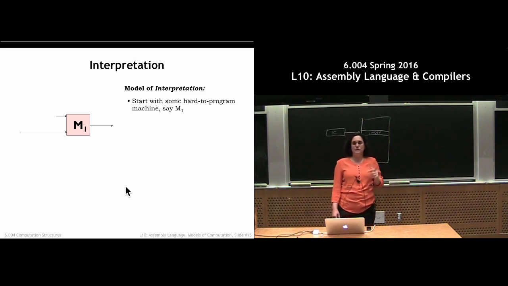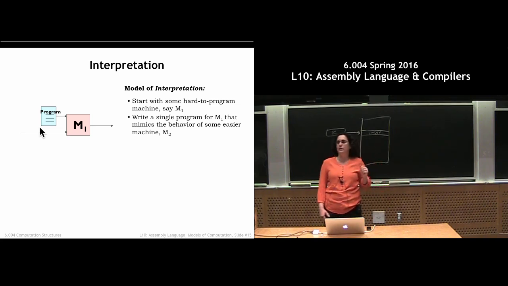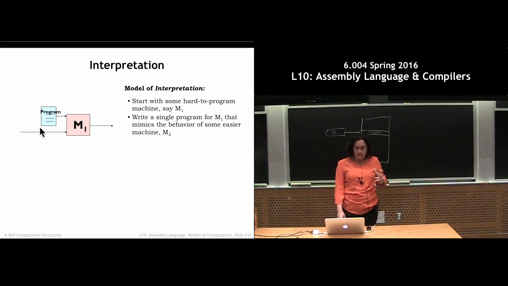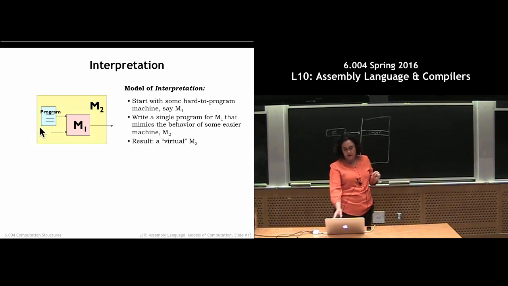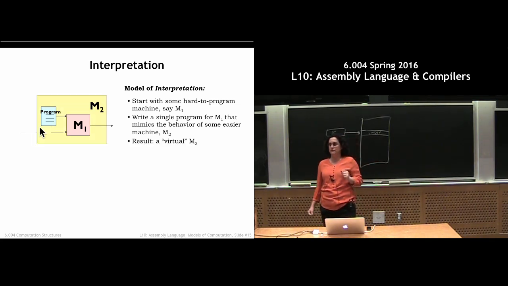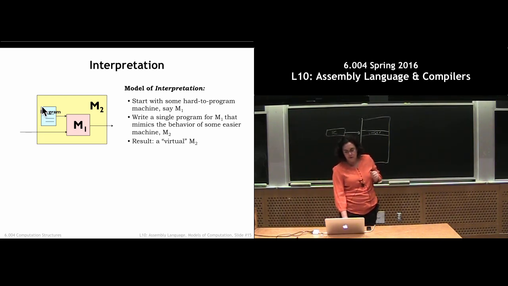So the way interpretation works is, imagine that you have this hard-to-program machine M1. You want something that's easier to program. And so what you do is you create a program called an interpreter, which basically mimics the behavior of another machine, M2, that's much easier for you to program with and much easier for you to work with. And so essentially, by putting this program together with M1, you've created an emulator for this machine M2. And so every time you execute one of these M2 operations, it's actually really executing maybe a sequence of M1 operations.